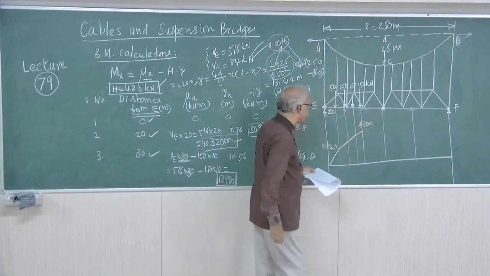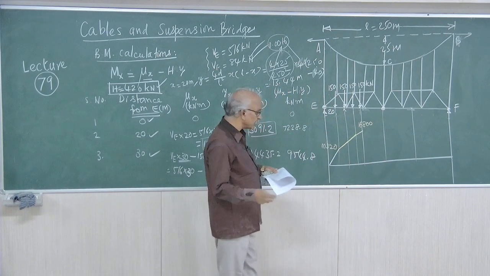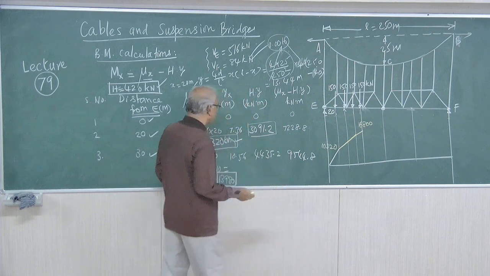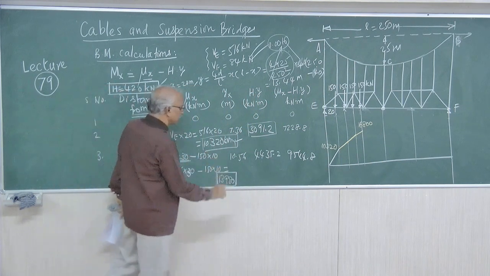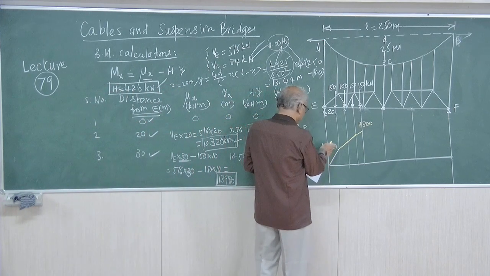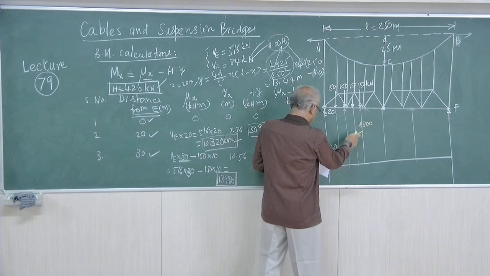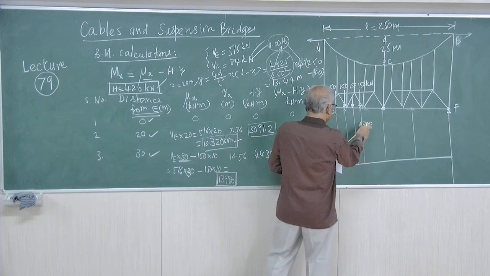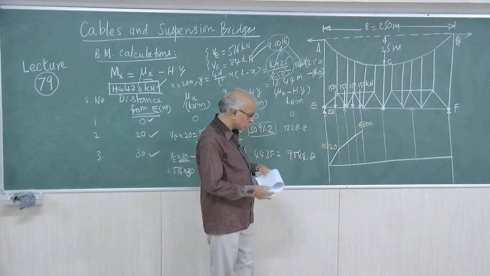I will not write all the values. Sketching the bending moment diagram is more important. We have calculated. We know how to calculate for 20 meters, 30 meters, 40 meters. We know how to do the calculation because this is 10,320, this is 13,980, this is 16,140, this is 16,800, and the next value is at 125.